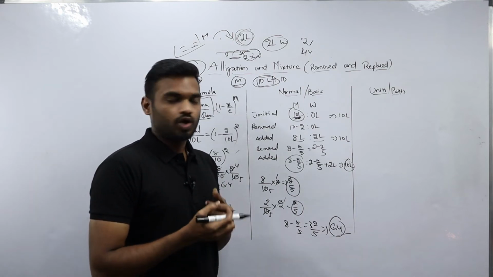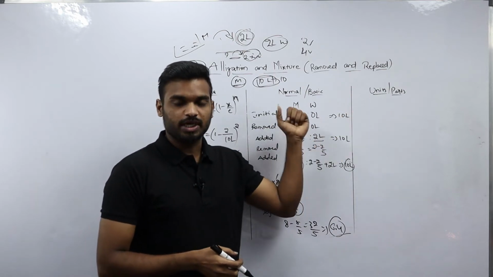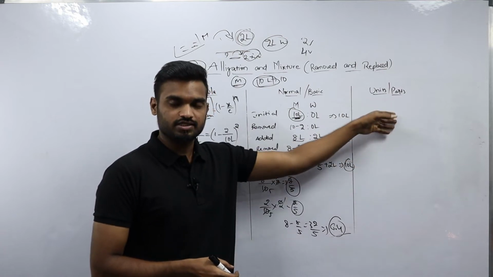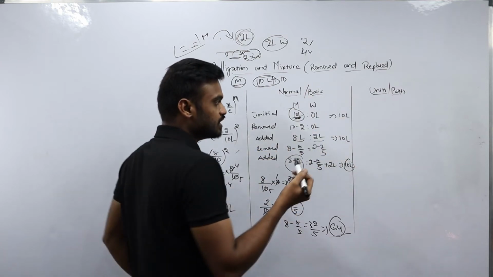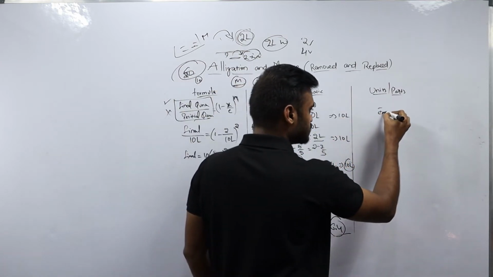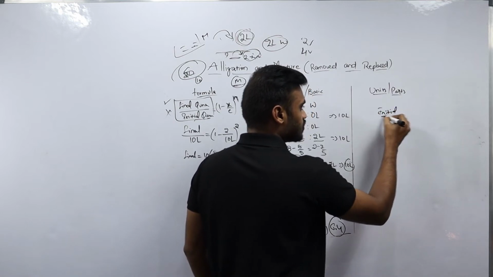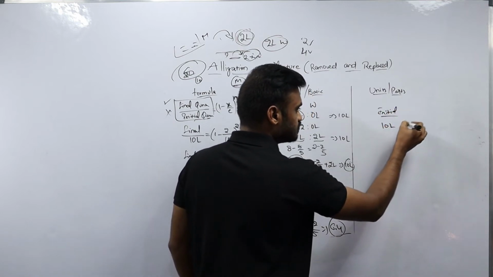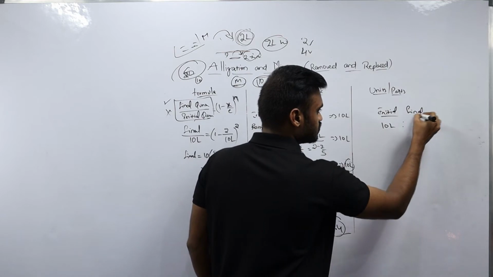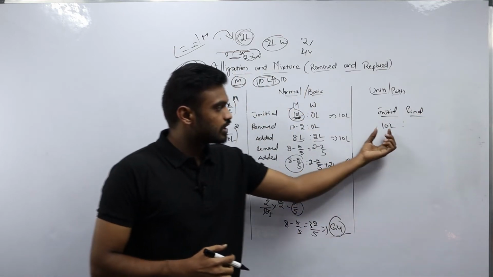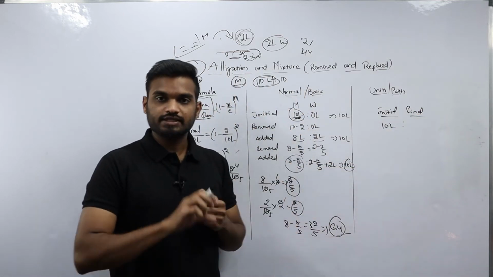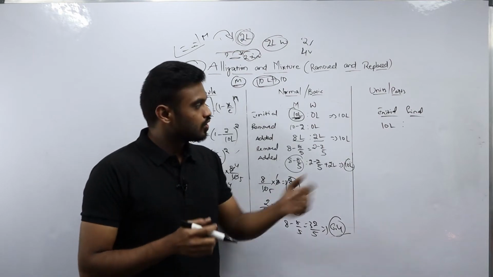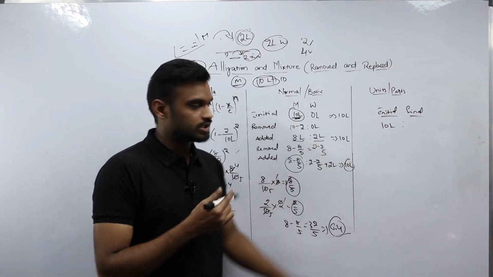Now let's see how to solve the same problem using this units or parts method. I will explain what this units or parts method is. See here, initially the total quantity of milk is 10 liters, right? Now we are taking out 2 liters. Now what is the quantity of milk left over? That is only 8 liters.